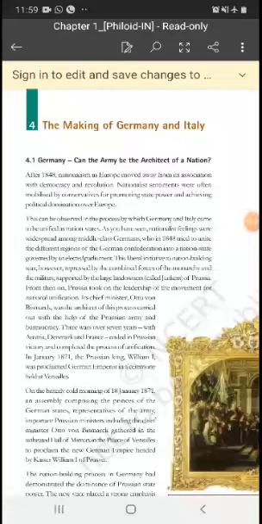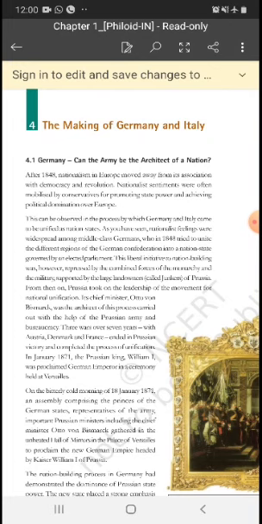Now let's continue the chapter. Under it, today we'll see the making of Germany and Italy. Nationalism in Europe moved away after 1848, and Germany and Italy came to be unified as nation states.